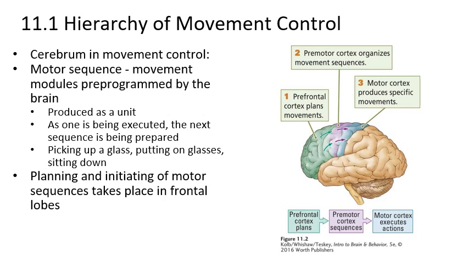Motor sequences code for simple actions that we do a lot over and over again, such as picking up a glass, putting on your glasses, sitting down in a chair, picking up a book, something like that. The planning and also the initiation of motor sequences takes place in the frontal lobes. So most of the motor activity, or planning and execution, takes place in the frontal lobe, forward from the central sulcus.